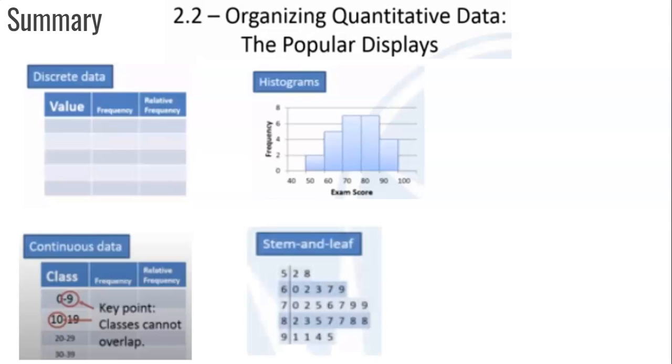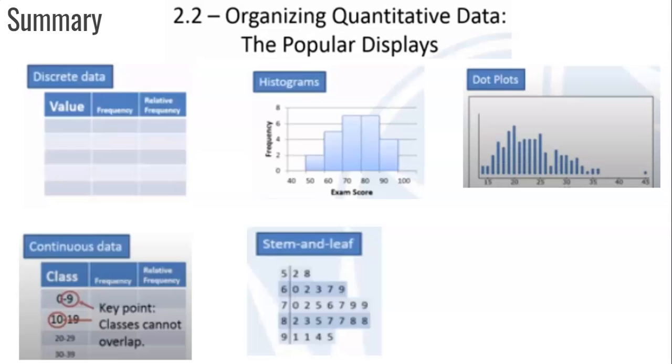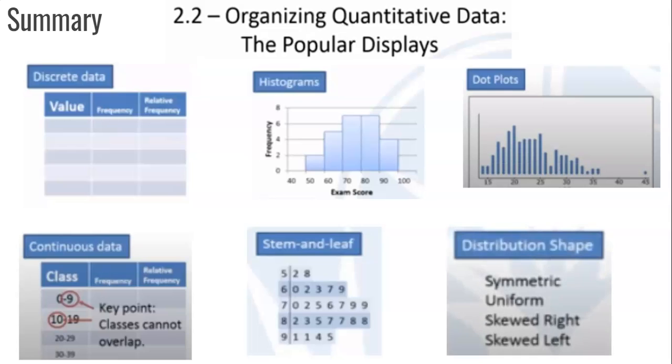We have the stem and leaf plot also, which is very similar to that. We have the dot plots, and finally we talked about some of the distribution shapes: the uniform, symmetric, skewed left, and skewed right. So that's it for this video.